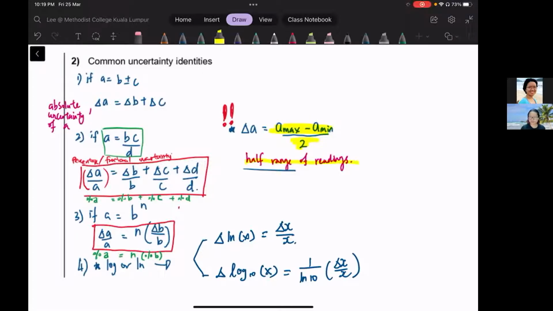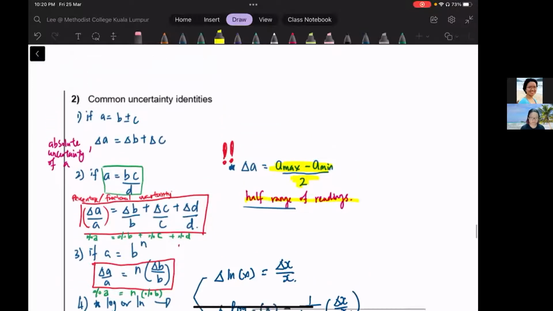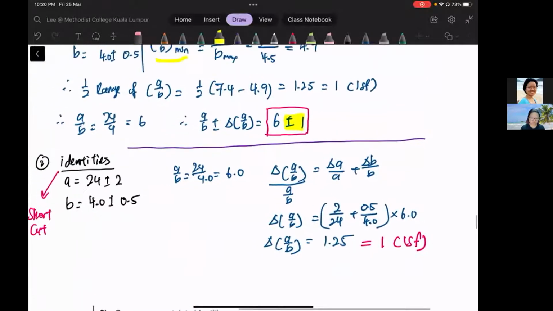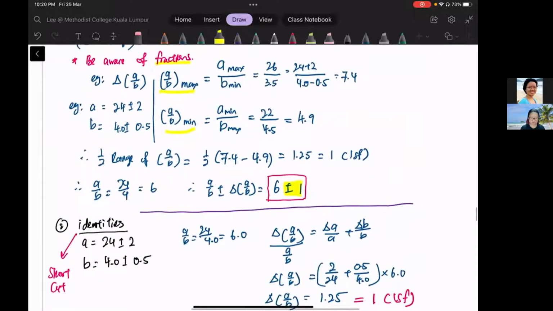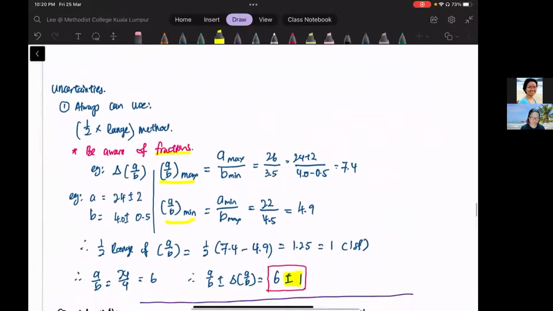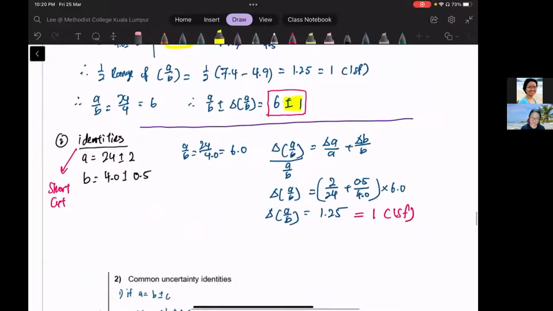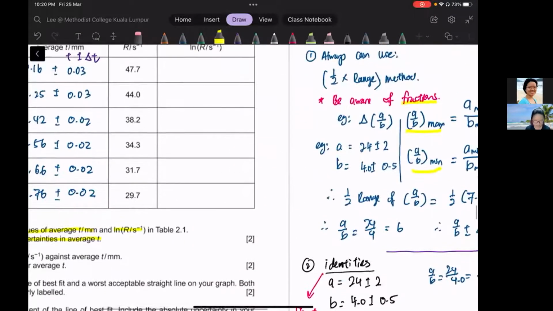Sometimes you are forced to use the min max method because they didn't give you any uncertainty. They just give you 2 readings. So these are the cases where you have no choice. But other times, uncertainty identities can be used. So I'll just park everything here for you. This is an example of how you can always use it, and the identities are normally the faster way, less things to write, as long as you know what to write. Okay, we continue. Next.